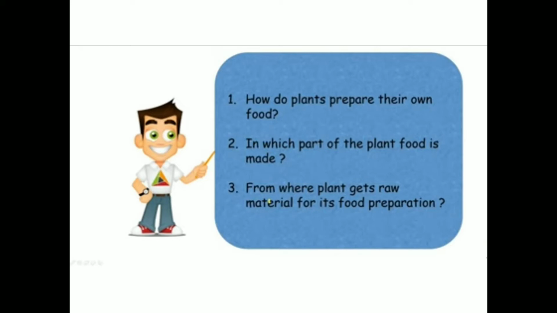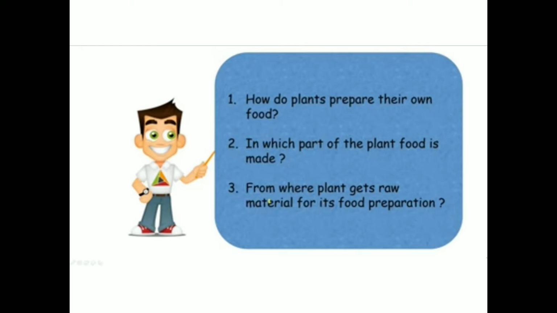Now we know that plants can prepare their food themselves. Now it's time to understand some more aspects about it. The first questions which we need to understand are: How do plants prepare their own food? In which part of the plant is food made? From where do plants get raw material for food preparation? We will try to understand each of these questions in detail.